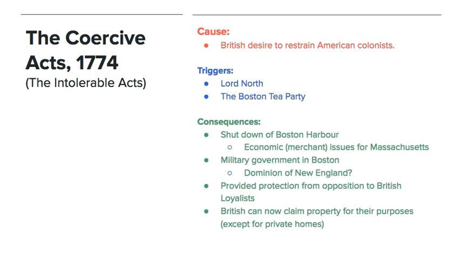The first consequence is the shutting down of Boston Harbor, and this leaves economic issues for the merchants in Massachusetts. The second consequence is the military government in Boston, and whether or not this is a new Dominion of New England or really just a Dominion of Massachusetts. And it starts to question the freedom and the natural rights of the Americans. And I guess whether or not the Americans deserve those, and that's probably our counter argument.